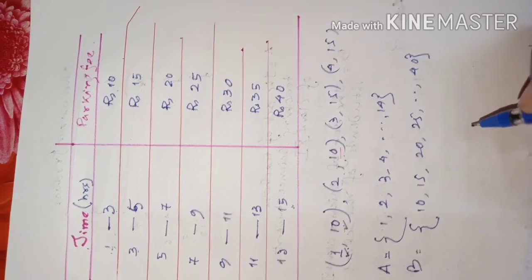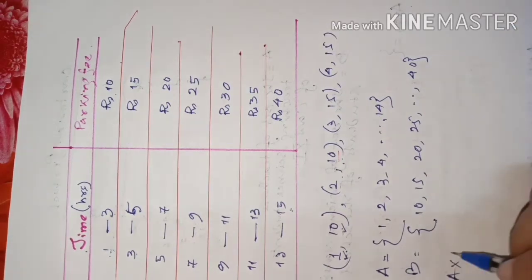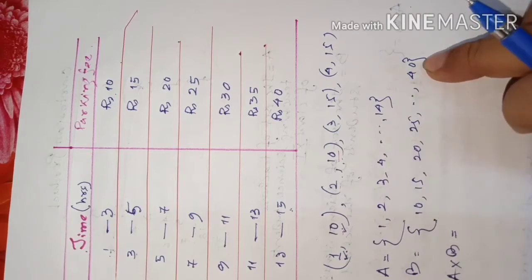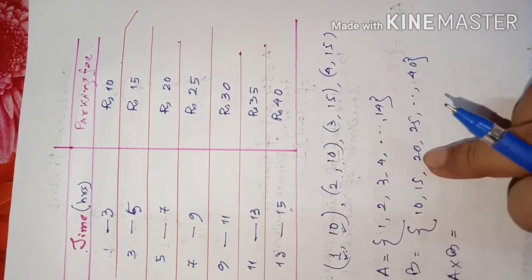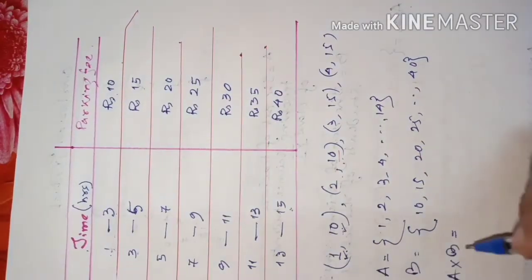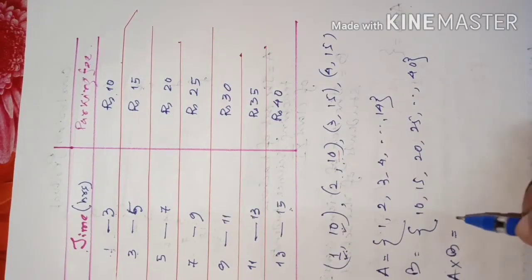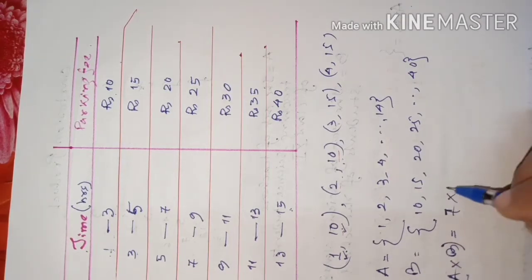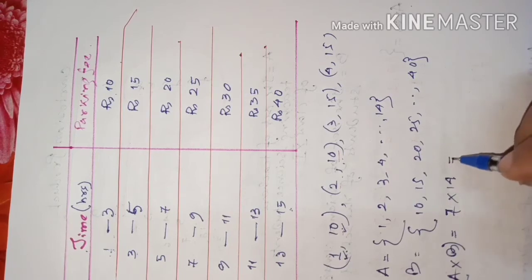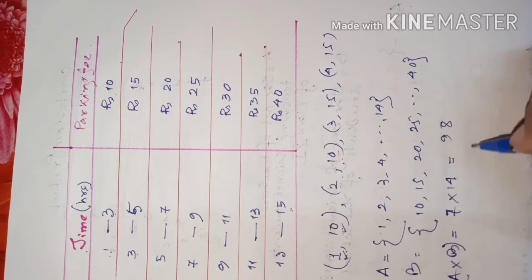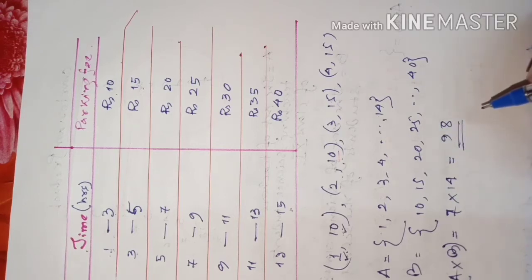Now if we take their A cross B, there will be 14 elements here and 10 to 40 here, that is 1, 2, 3, 4, 5, 6, 7 elements. So it is 7 into 14. That many ordered pairs will be there. 7 times 14 is 98 ordered pairs.